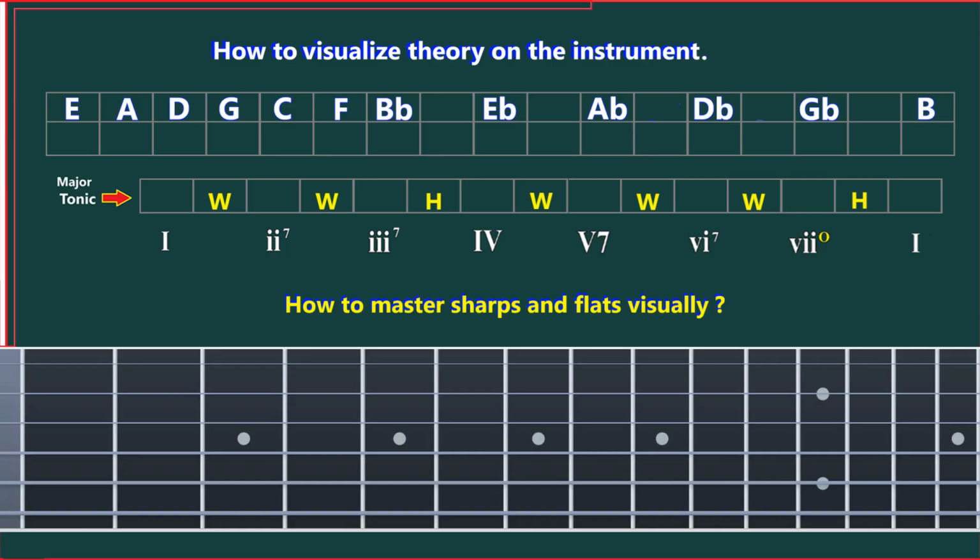Today's lesson is titled Master Sharps and Flats Visually, and we're diving into a powerful approach to understanding key signatures, not through charts or memorization drills, but directly through the guitar itself. The goal here is to help you internalize how many sharps or flats are in each major scale by visualizing that information on the fretboard.